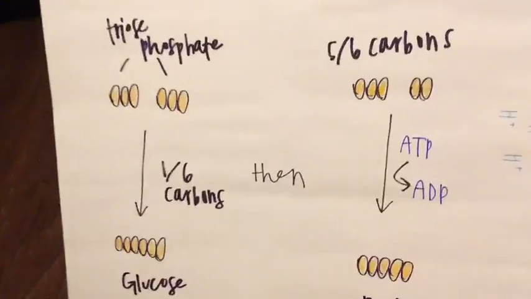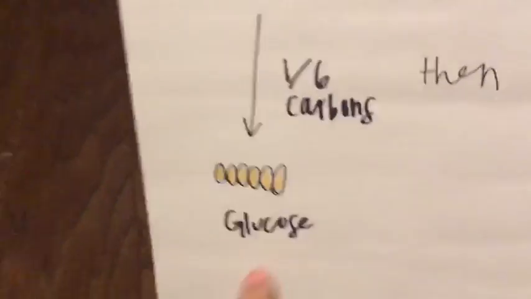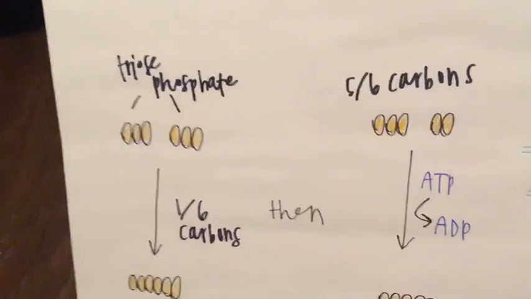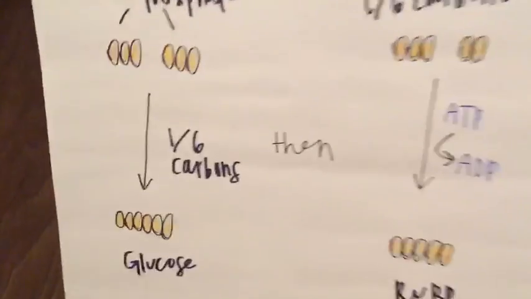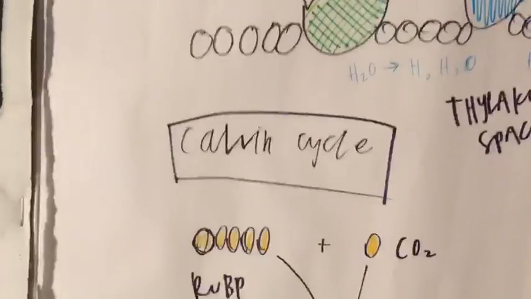So to make a full glucose molecule, the whole cycle has to repeat 6 times, so that there are 6 carbons. And that is the end of the Calvin cycle.